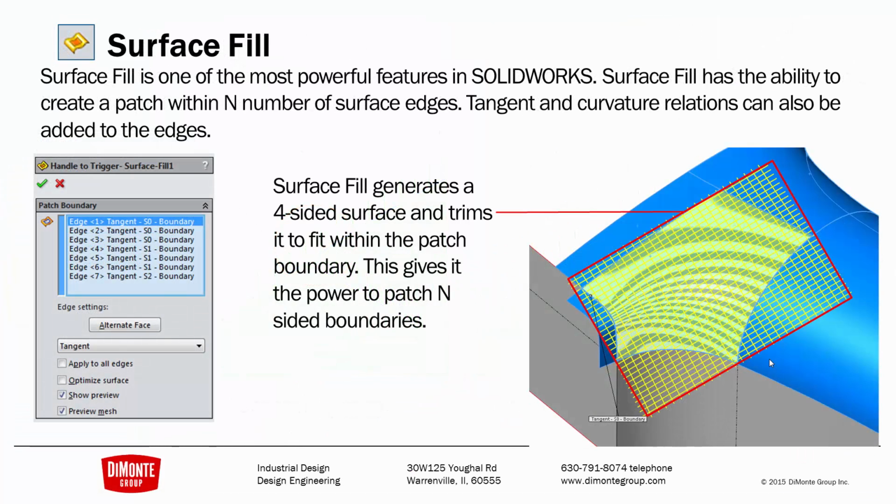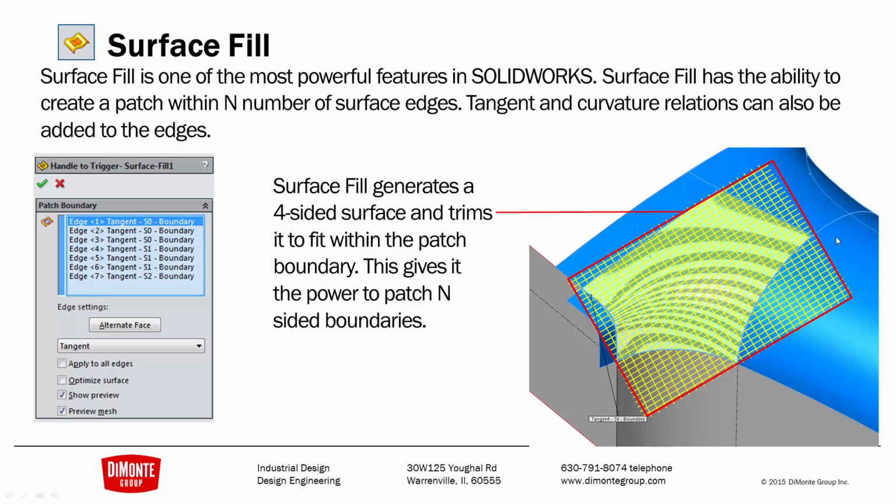The surface fill is one of the most powerful features in SolidWorks, and unlike the boundary surface, surface fill has the ability to create a patch with an n number of surface edges, where n is the number of edges that define the patch boundary. Often I use it to create 3 or 5-sided patches. So here I wouldn't be able to create this geometry with a boundary surface. There's no way I can go from this edge to this edge along here and here, 5 sides. So I will use the surface fill.